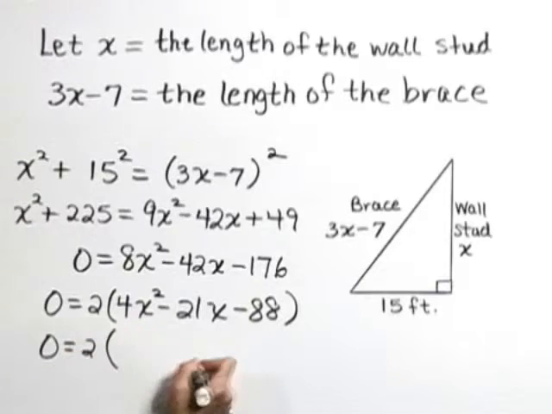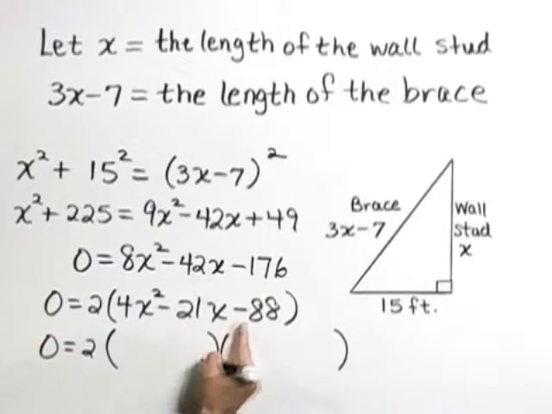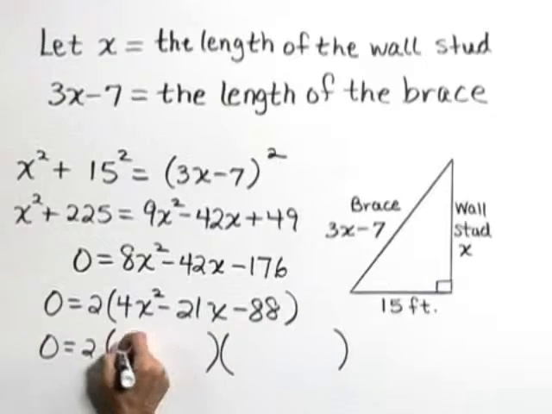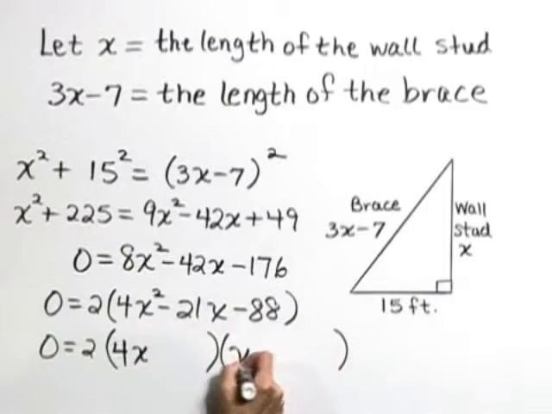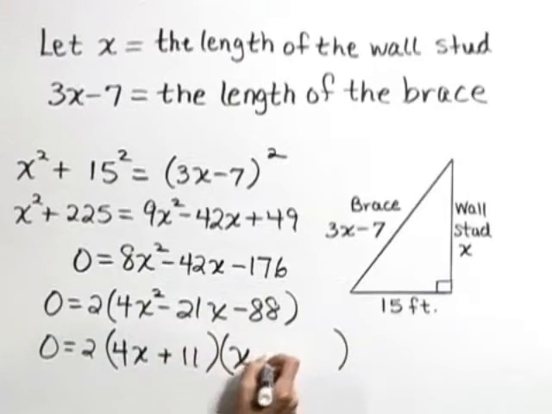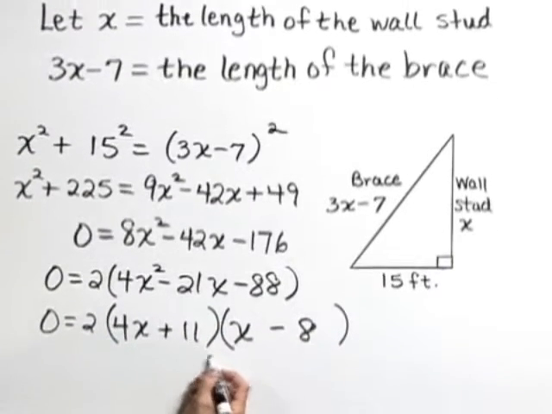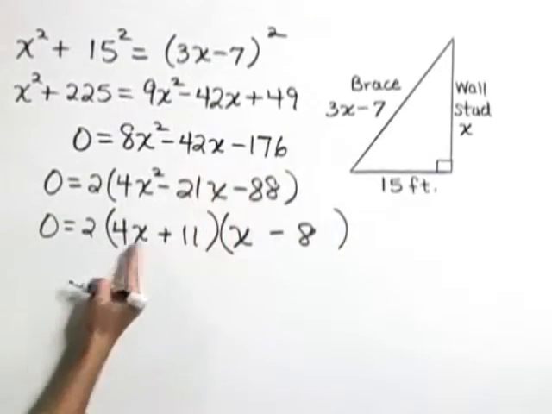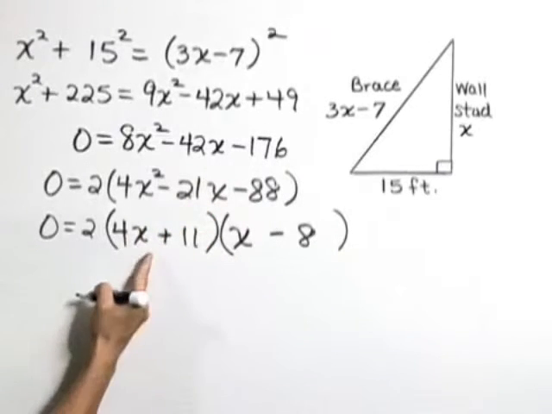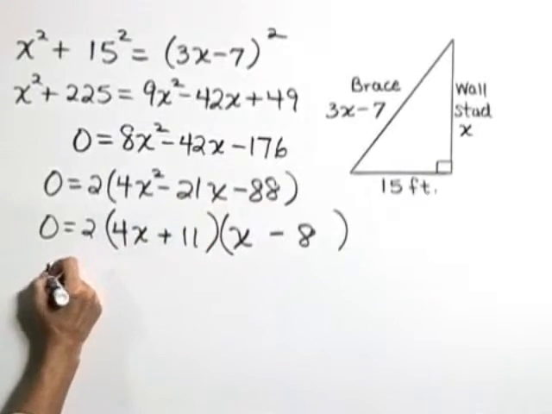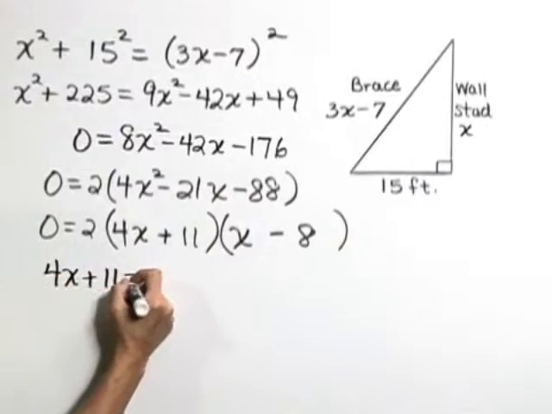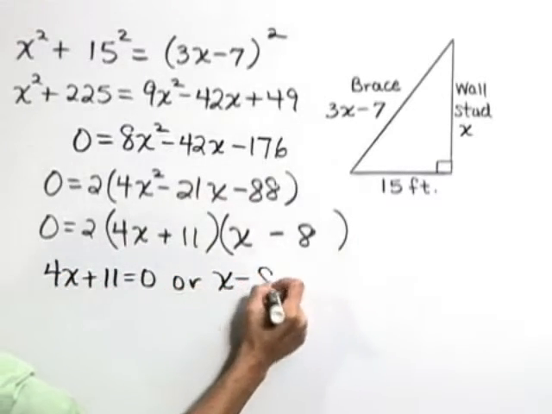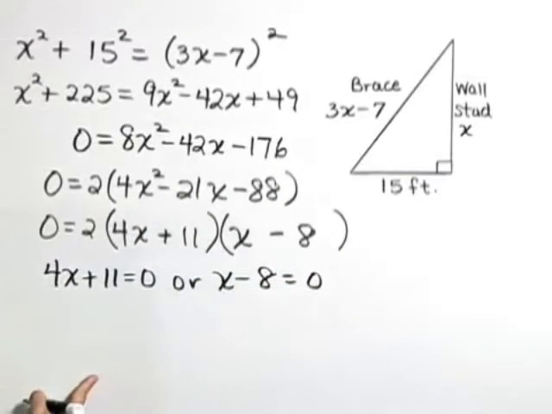Continuing to factor then, if this trinomial factors, it will factor as 2 binomials. Let's use leading terms, 4x and x. Now factors of negative 88 that will make this work are a plus 11 and a minus 8. Quickly checking our inner and outer products, 11x plus a negative 32x does give a negative 21x. Now using the zero factor property, either 4x plus 11 is equal to 0 or x minus 8 is equal to 0, or both.